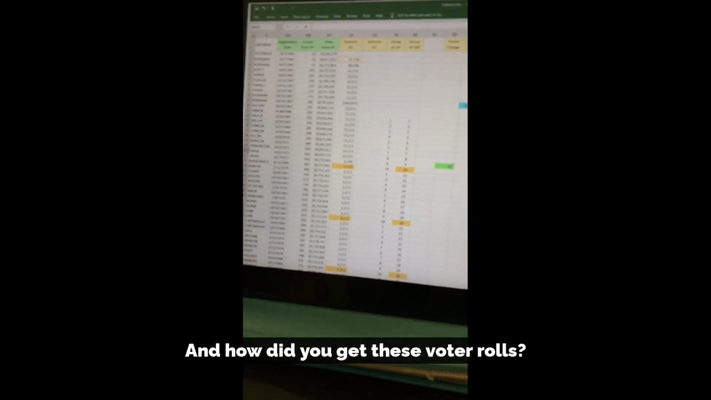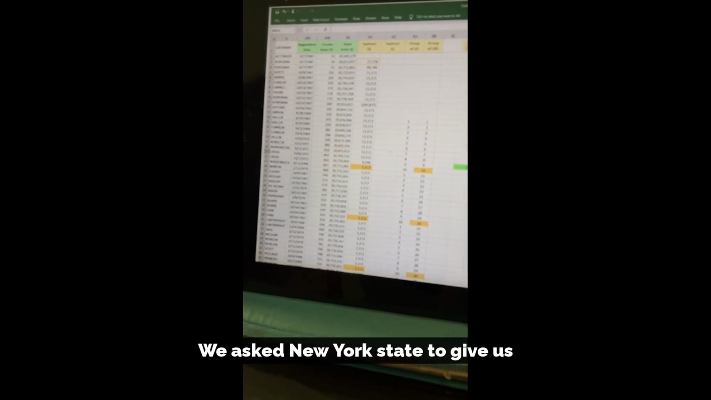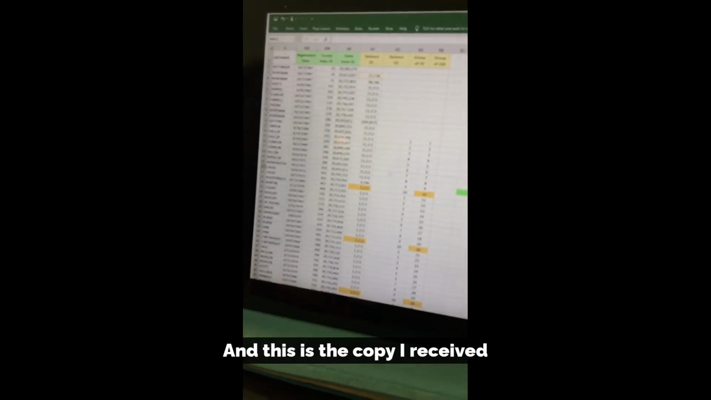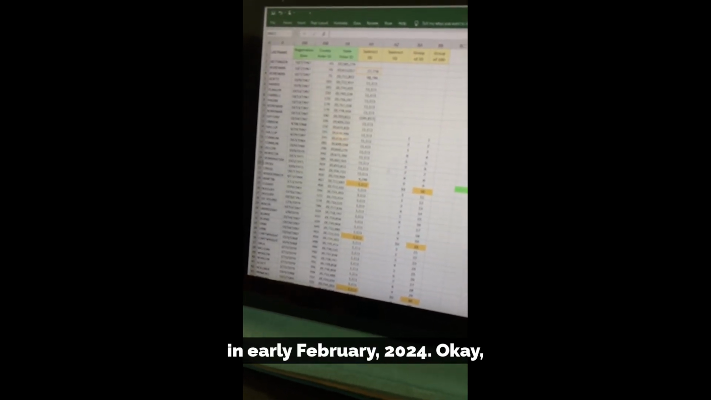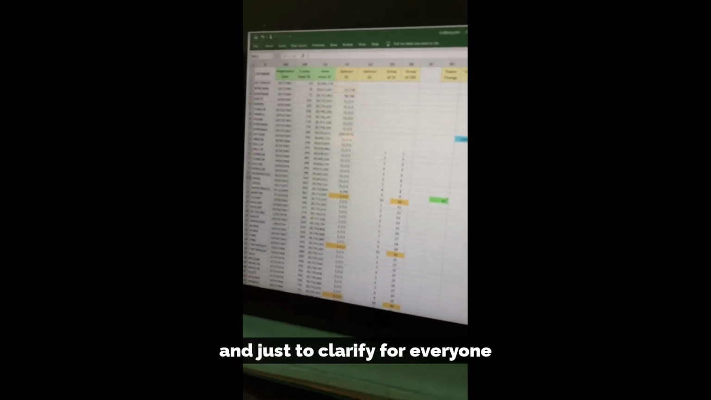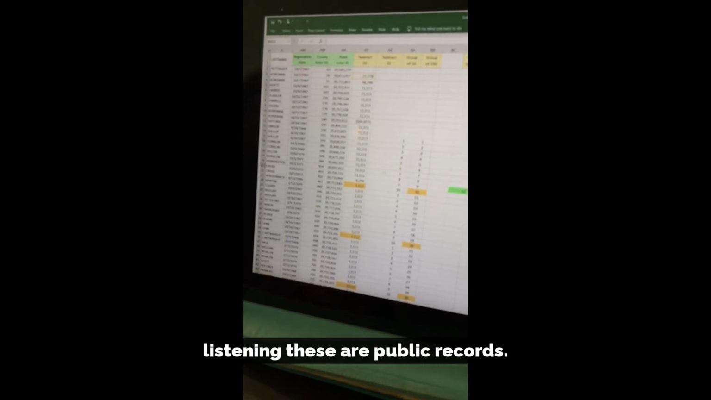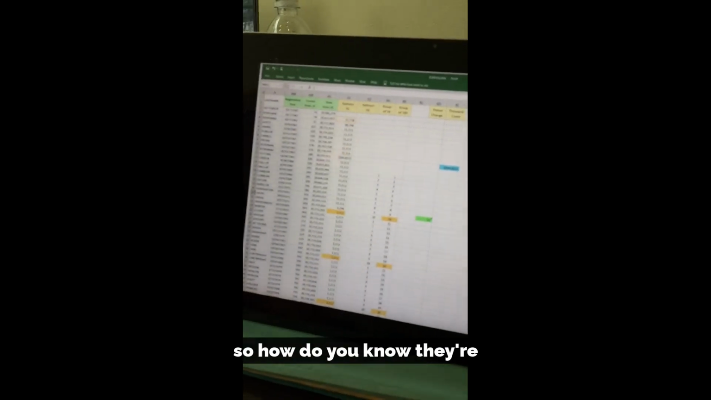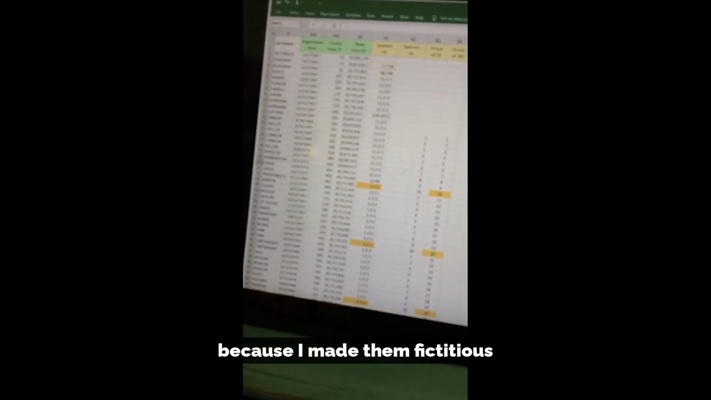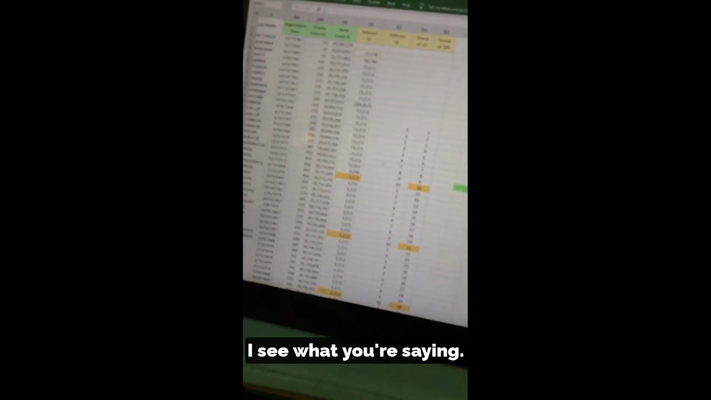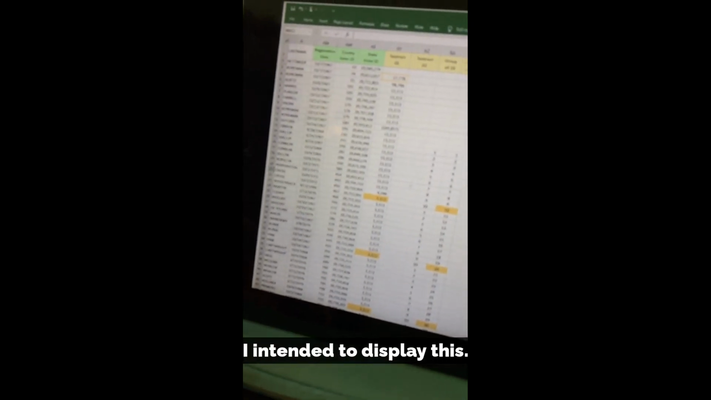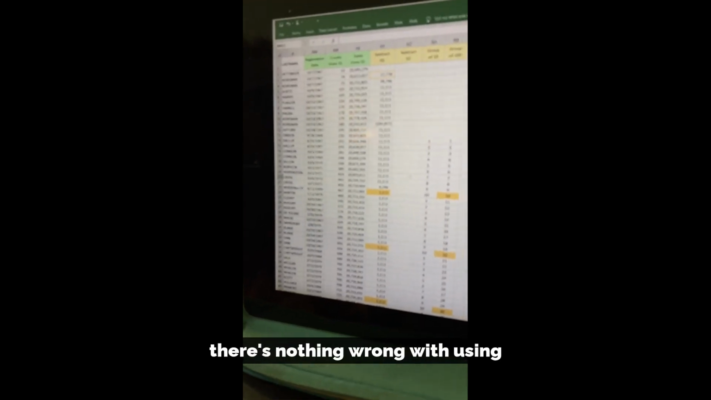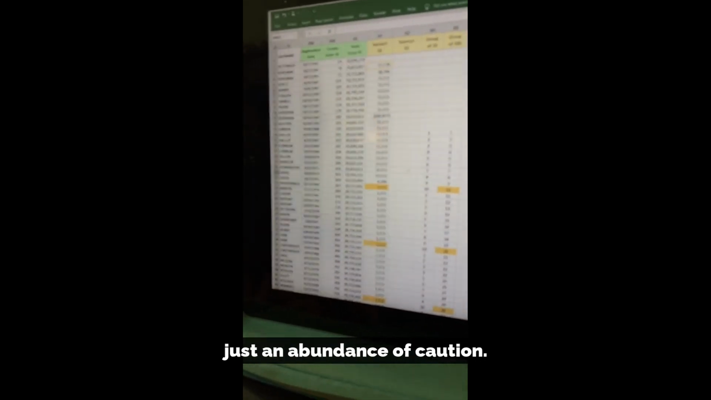Go ahead. And how did you get these voter rolls? We asked New York State to give us the New York State voter roll, and this is the copy I received in early February 2024. Just to clarify for everyone listening, these are public records. That's correct. So how do you know they're fictitious names? Well, because I made them fictitious for display purposes. So you've concealed them, but if they're public records, there's nothing wrong with using people's real names, right? Just an abundance of caution.